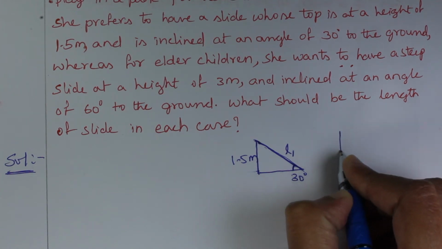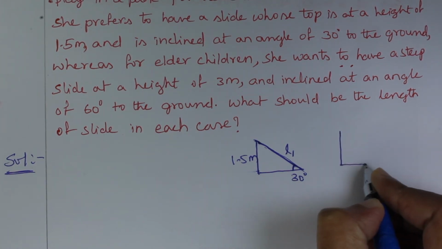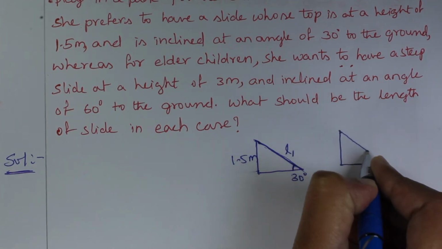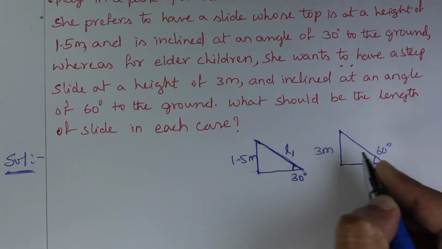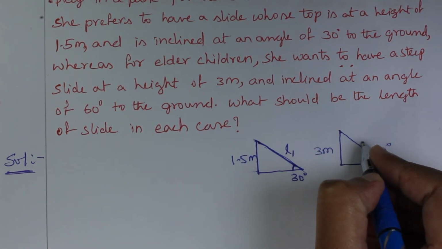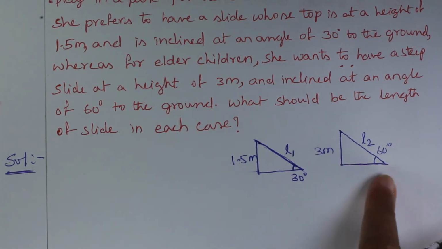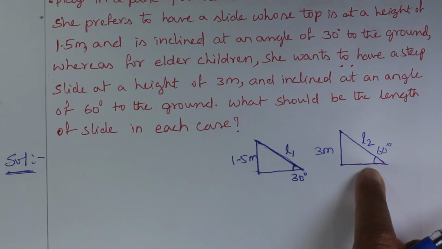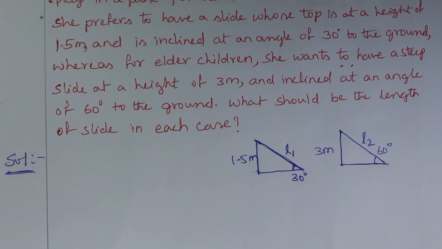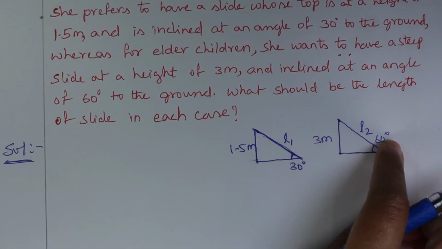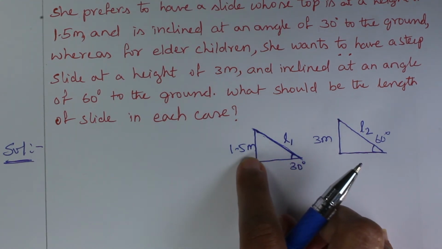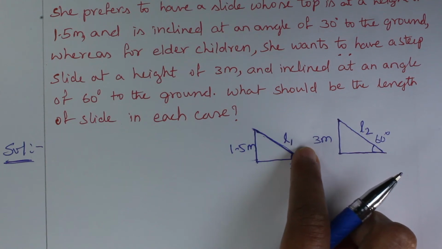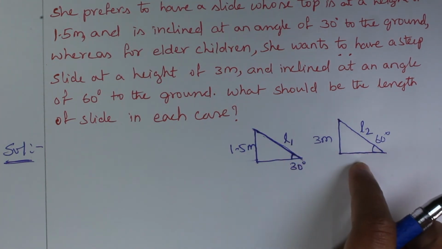Now there is another slide which is 3 meters height and which makes 60 degrees with the ground. This length is equal to L2. There are 2 slides, one for children, one for the elder children. So we have to find out L1 and L2. So let's look at the triangle. We know the opposite side to the angle and we have to find out the hypotenuse. It's the same case in both the triangles.